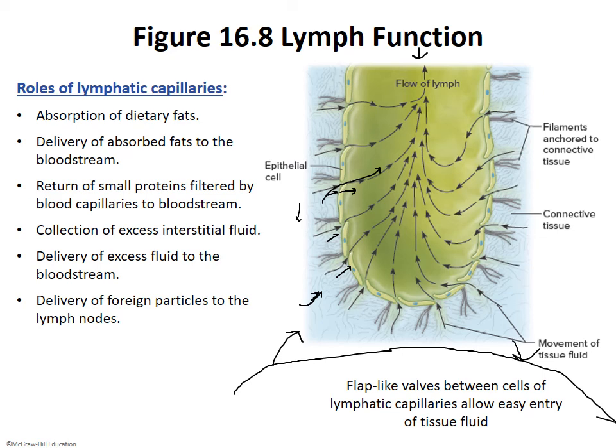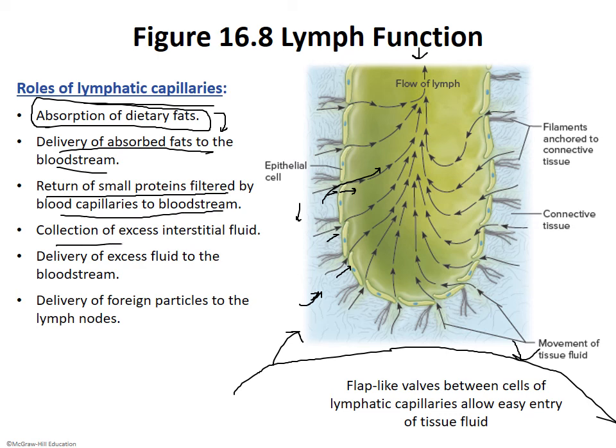So the lymphatic capillaries absorb dietary fats. This is what we call the lacteal, delivery of absorbed fats to the bloodstream, and that's the point of this one. They return small proteins filtered by the blood capillaries to the bloodstream. They collect excess interstitial fluid, which is what we're pointing out here. Delivery of excess fluid to the bloodstream. Again, kind of the same thing here. Delivery of foreign particles to the lymph nodes.